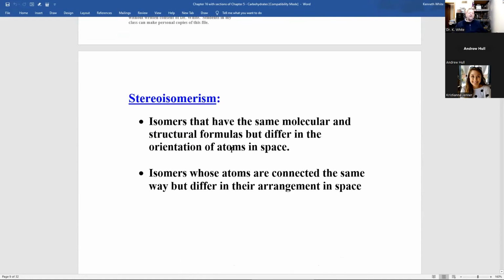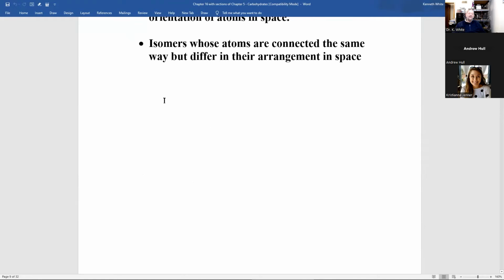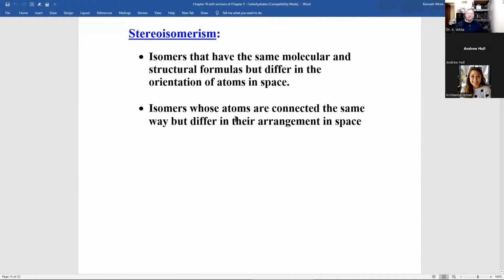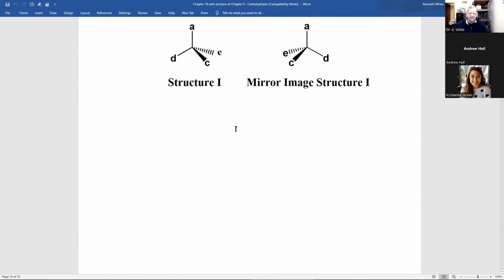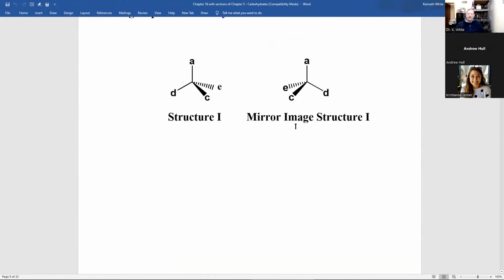Now, we have what's called stereoisomerism. What is a stereoisomer? Isomers are molecules that have the same number of atoms, same type. They have the same molecular and structural formula, but differ in their orientation of atoms in space. Another way of saying this is isomers whose atoms are connected the same way, but differ in their arrangement in space. And structure one and its mirror image, if I actually had the molecule mirror image, these would be stereoisomers.